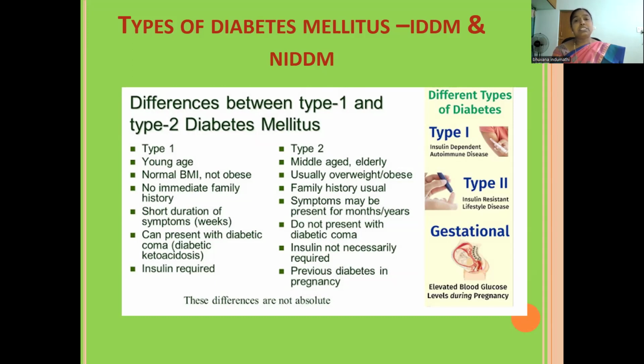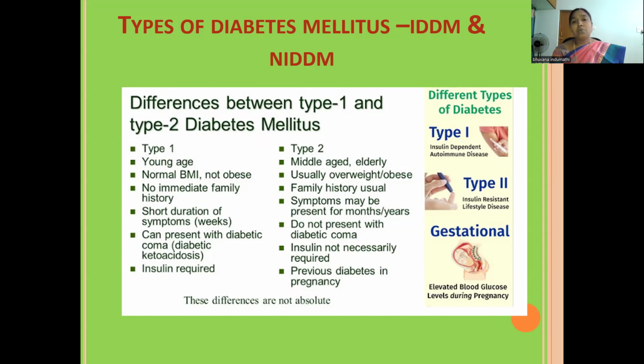And the symptoms: in type 1, we can see a short duration of symptoms, such as weight loss, which is immediately noticed. In type 2, the symptoms may be present for months and years before we are able to identify the diabetes, or it can present with a diabetic coma, that is diabetic ketoacidosis.